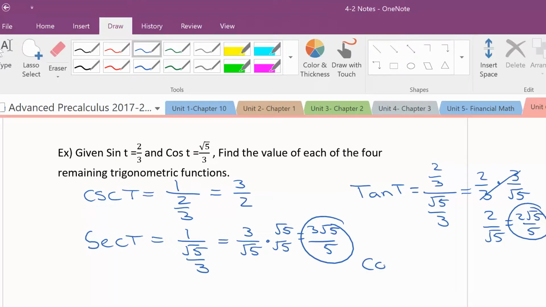The cotangent is cosine over sine, which is rad 5 over 3 times 3/2, which is rad 5 over 2.